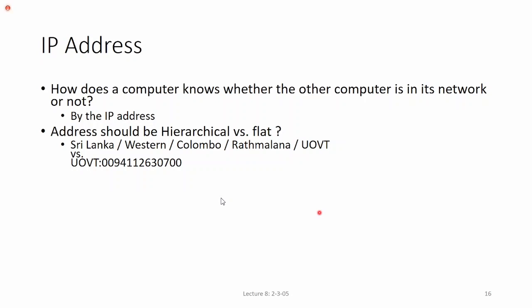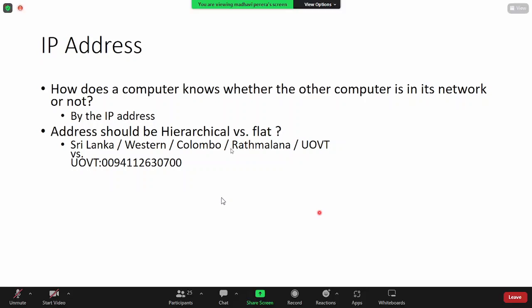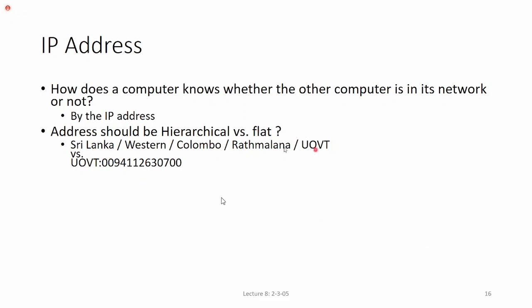So when you have an IP address or any type of address, let's say a hierarchical address like this: UOVT in Ratmalana, Colombo, Western Province, Sri Lanka, or an address for a university like this, like our telephone number, some number. Now this is a kind of hierarchical address, so there are different steps here. But here you have only one number. So which one is better?